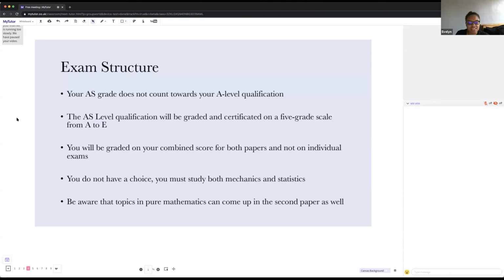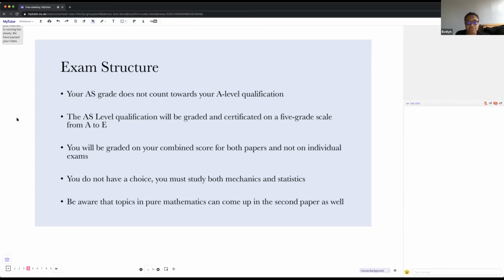That's what's changed since 2017. Now, the AS level qualification will be graded, and you'll get a certificate on a 5-grade scale, so it's between A and E. You cannot get an A star at AS level. You can only get an A star at A level. So don't be alarmed if you get an A and you think that you deserve more, because A is the highest grade for AS level.